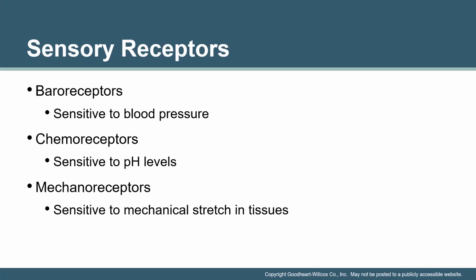Then we have mechanoreceptors. These are sensitive to mechanical stretch in tissues. We have these in our muscles and our tendons. So we can kind of have proprioception and body awareness without having to think it through step by step.